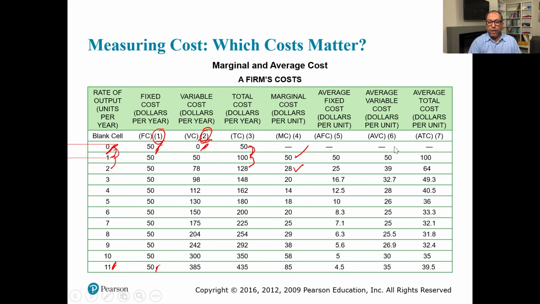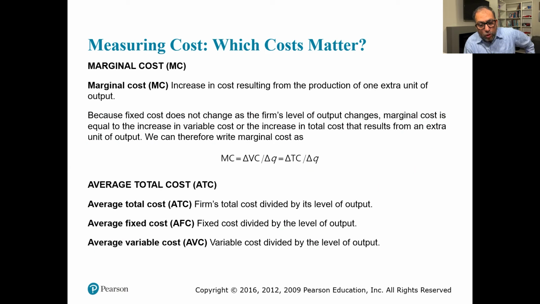The third column is average variable cost. Average variable cost is just the variable cost divided by the number of units we are producing, so we get average variable cost. Average total cost is again the sum of the average fixed cost plus average variable cost, so we get it. Or you can divide the total cost by the number of units we produce. It's important that you understand this whole table.